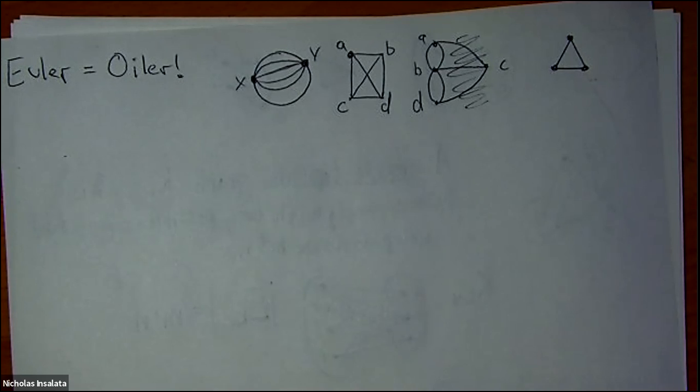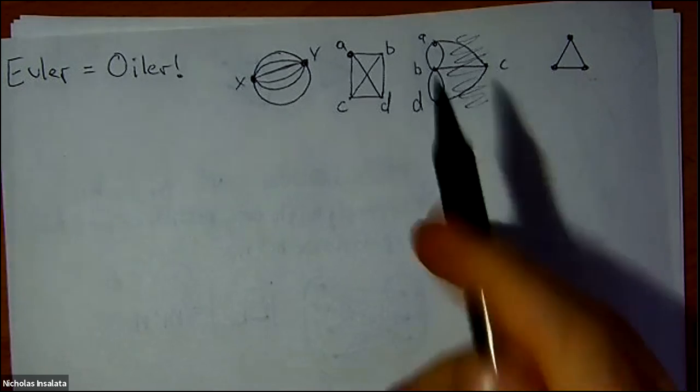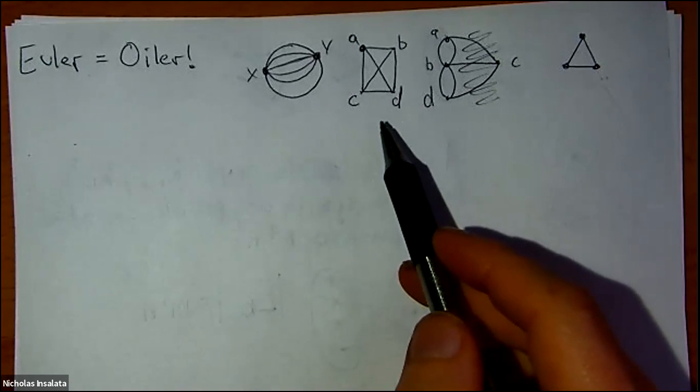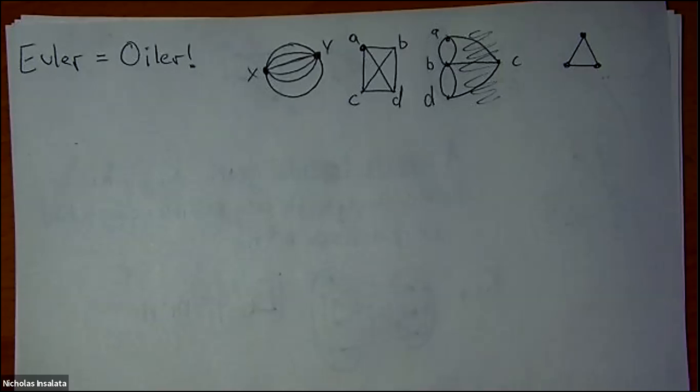So let me ask one more time. Why doesn't this have an Euler circuit? I agree with you that it doesn't. Okay, Lucas, you're saying the degree of every vertex needs to be even, because otherwise you get stuck on the vertex because you'd go in, but you wouldn't be able to go out. Perfect. That's exactly the right idea.